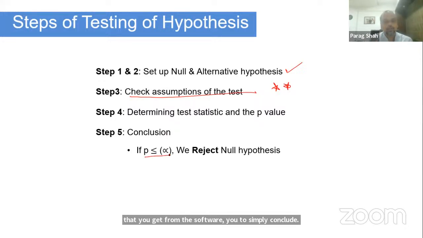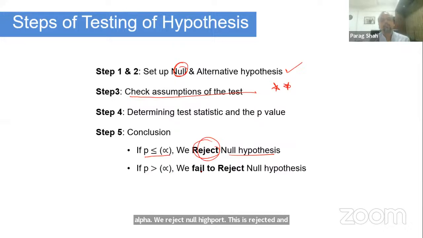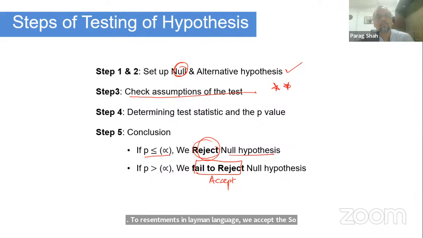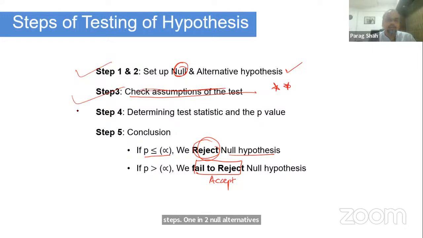What will be the conclusion? P less than or equal to alpha, we reject the null hypothesis. And greater than alpha, we fail to reject. Fail to reject means, in layman's language, we accept the null hypothesis. So these are the 5 steps you have to follow. Whatever hypothesis testing you are doing, same 5 steps: 1 and 2, null and alternative; step 3, assumption; step 4, the p-value; step 5, the conclusion.